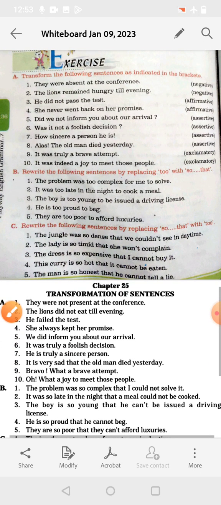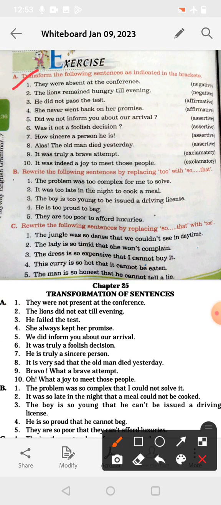Here it is. So we'll start with A, number 1. They were absent at the conference. So we have to change it into negative. So we will add not. So it will be they were not present at the conference. Okay. Absent, the opposite of absent will be present. But we will change it to negative. So it will be they were not present at the conference. The meaning is same, but the sentence is transformed.